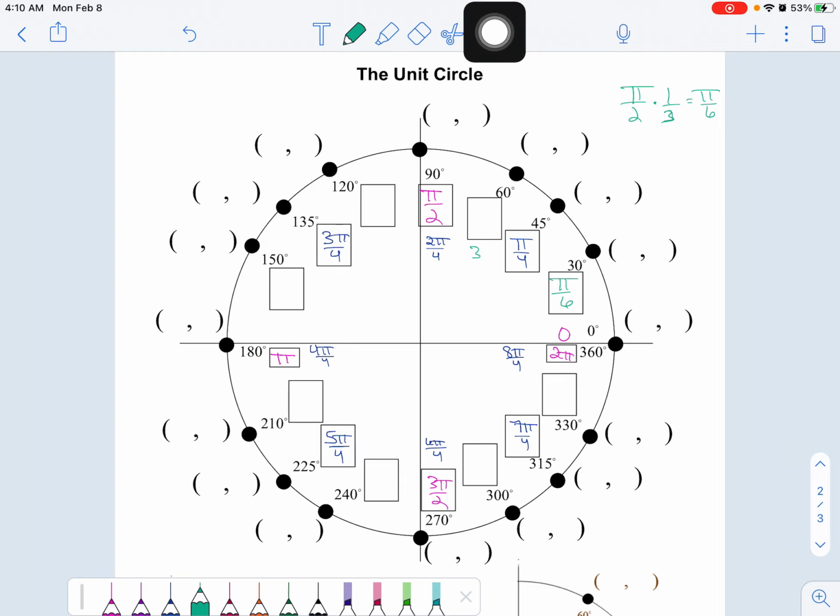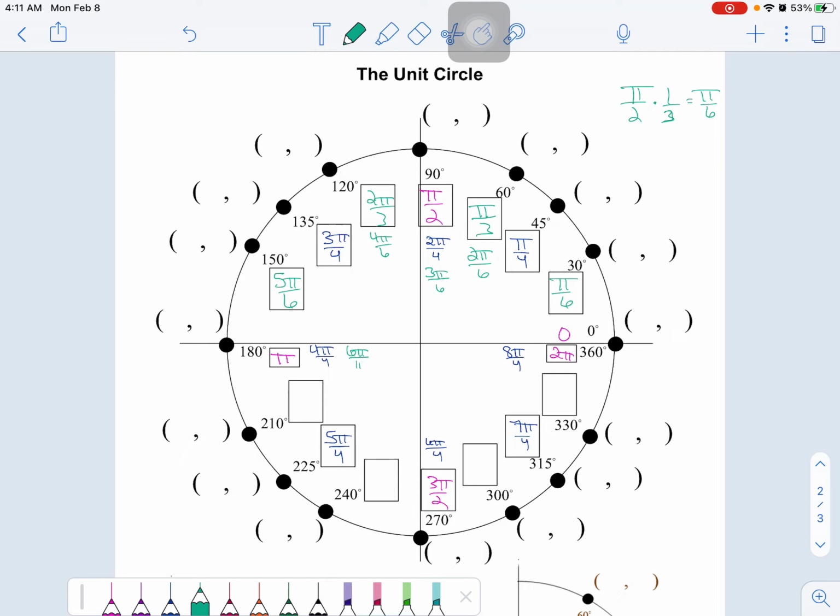The next angle, which would be the 60 degrees, would be 2 pi over 6, but that reduces to pi over 3. Then I can count out 3 pi over 6. 3 over 6 is a half, so that's the 90. Then I've got 4 pi over 6. Well, 4 over 6 would be 2 pi over 3. How about 5 pi over 6? That can't reduce, so I'm just going to leave it as that.